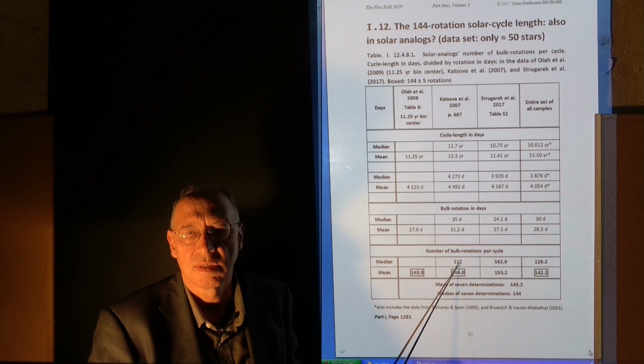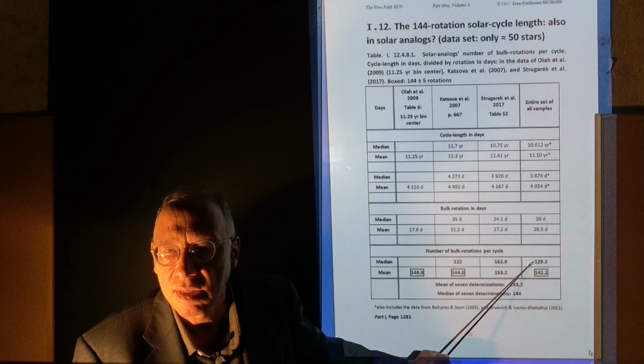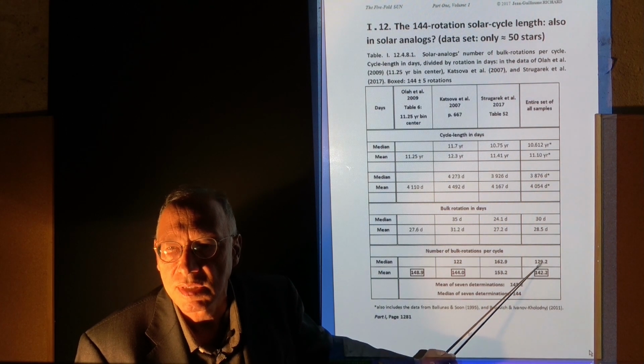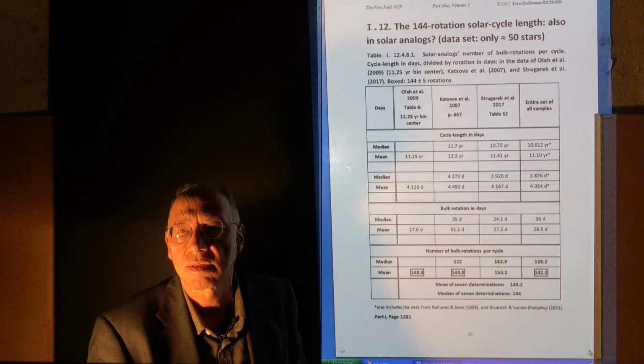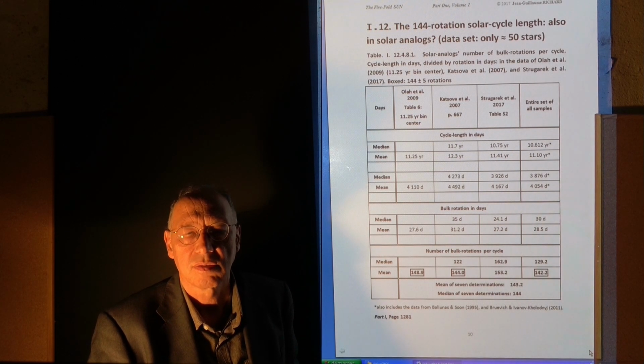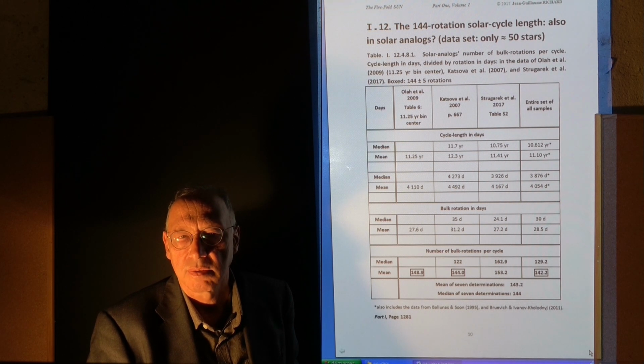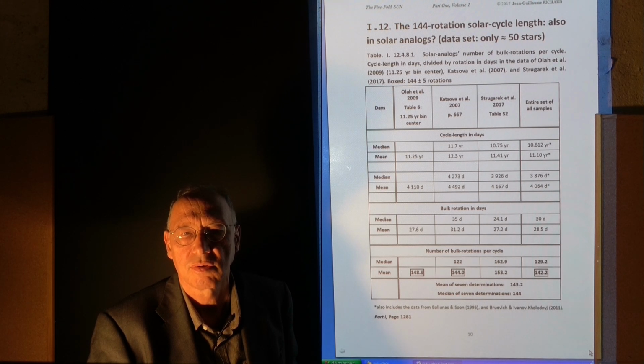Now, for the median, we have much lower numbers and an average of 129 for the entire set of all samples, 129 rotations. So the question is open. We do not know. We need a larger set of solar analogues and better resolved observations to confirm this potential finding.